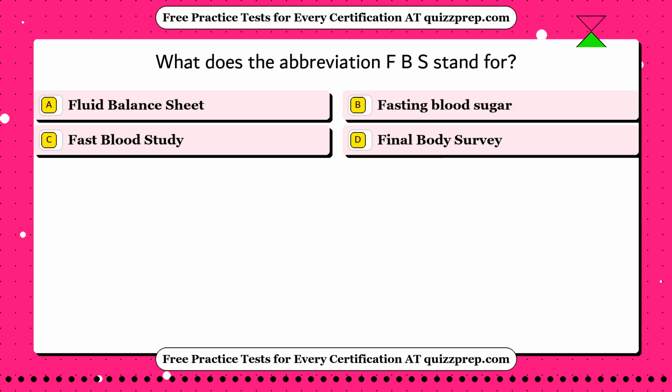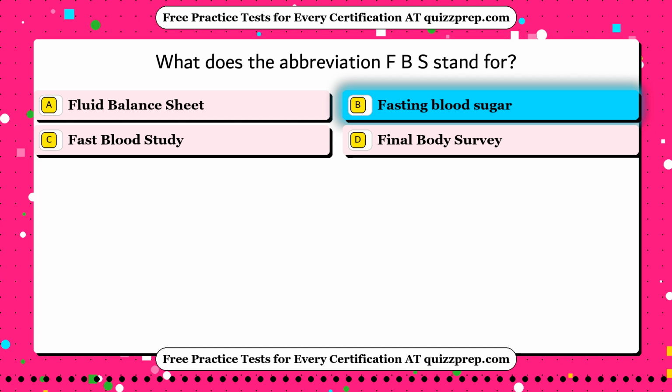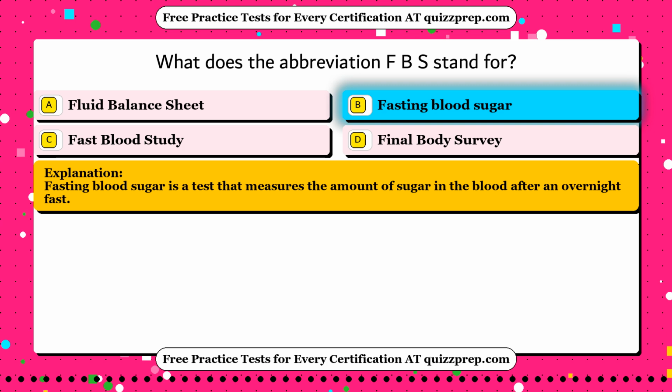Question 41. What does the abbreviation FBS stand for? Option A, fluid balance sheet. Option B, fasting blood sugar. Option C, fast blood study. Option D, final body survey. The correct answer is option B, fasting blood sugar. Fasting blood sugar is a test that measures the amount of sugar in the blood after an overnight fast.